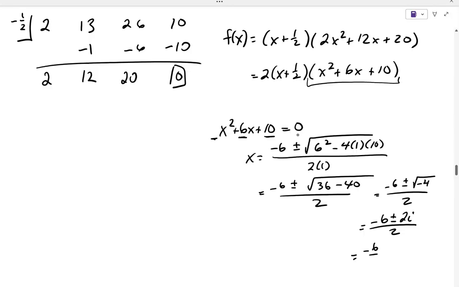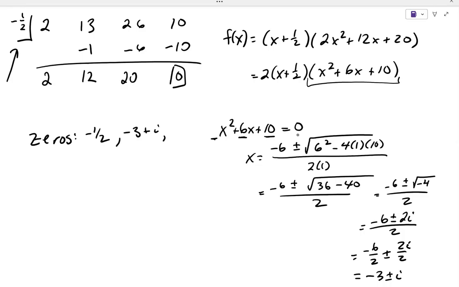Finally, I can break that up as -6 over 2 plus or minus 2i over 2, and get -3 plus or minus i. So finally now, a couple of things. One, we now know all of our zeros. They're -1/2, from the work that we did up here. It is also -3 plus i and -3 minus i.